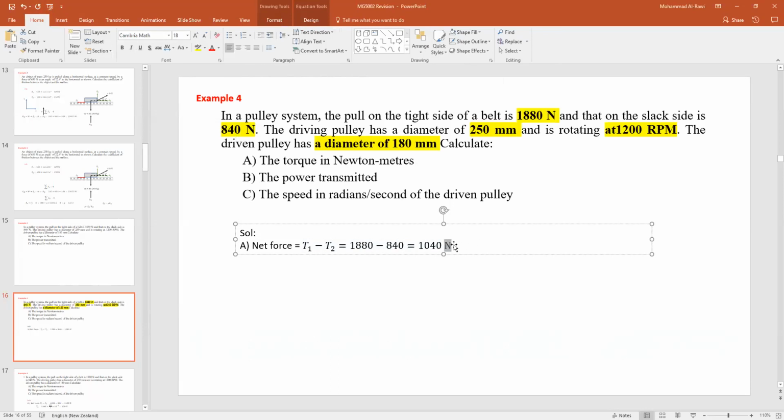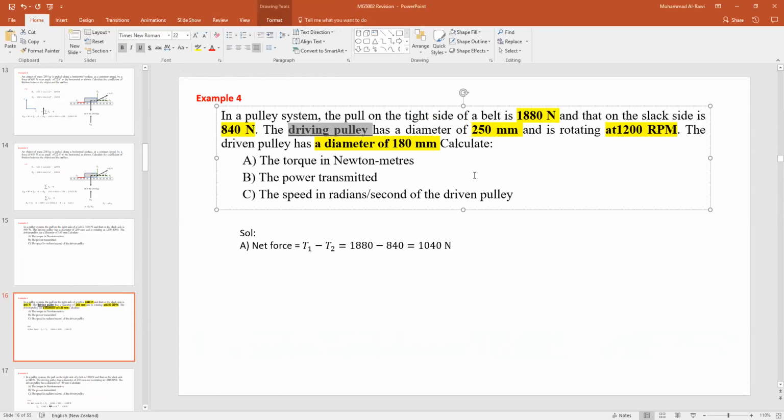Now, what's missing here in this part? Remember, this is a pulley system, so it has a diameter. What's the diameter for the driven pulley? As you see here, I will put a line underneath this, and I just highlight this word, which has a diameter of 250 millimeters. But I want to convert this torque to be at the center for it.